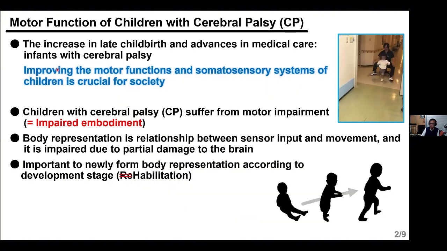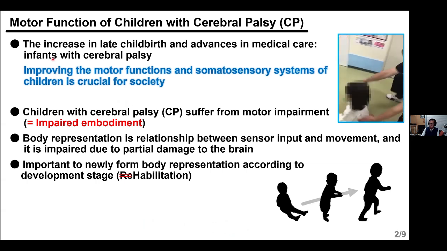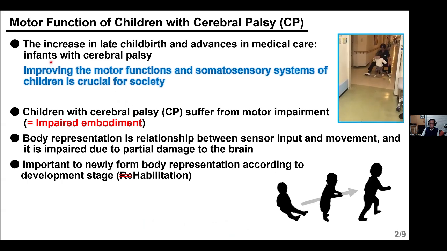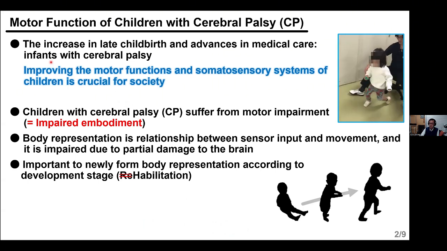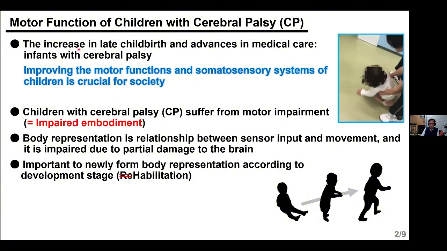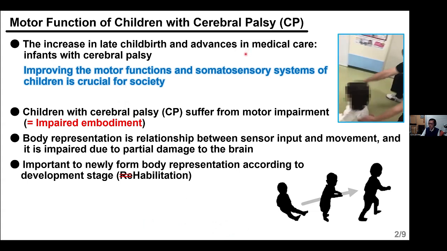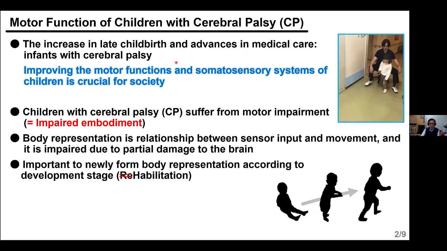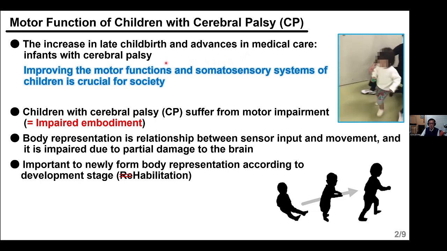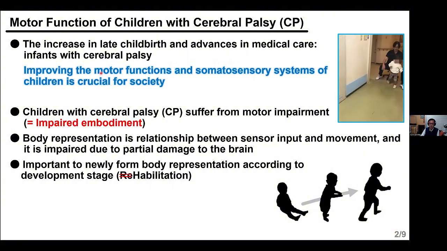Actually, I have been working on rehabilitation for post-stroke patients and Parkinson's disease patients. But recently, I started working on children's rehabilitation, and today I talk about rehabilitation for children. Nowadays, with the increase in late childbirth and advances in medical care, if a baby was born at a low weight, he or she could not survive previously. But now they can survive. It is, of course, a good thing, but these infants may have cerebral palsy, which causes motor impairment.